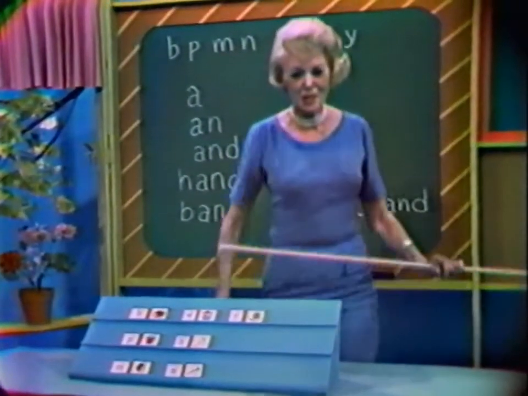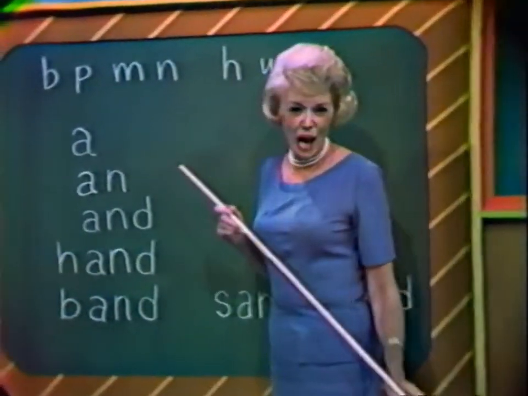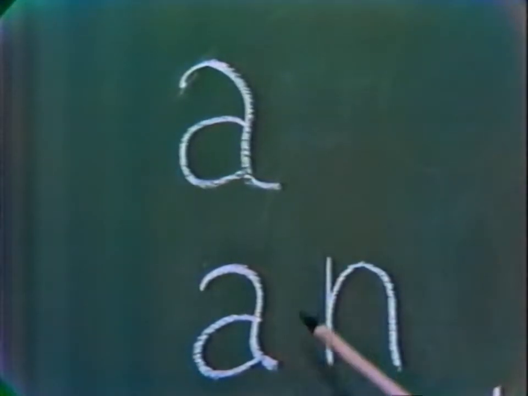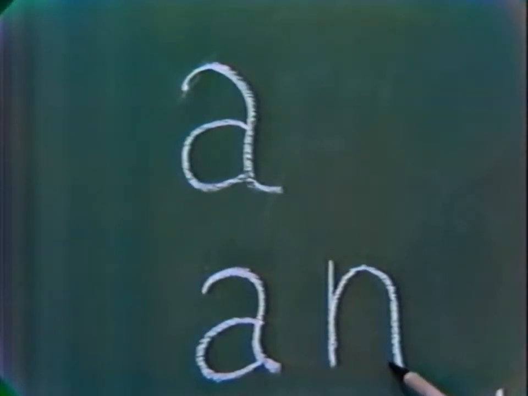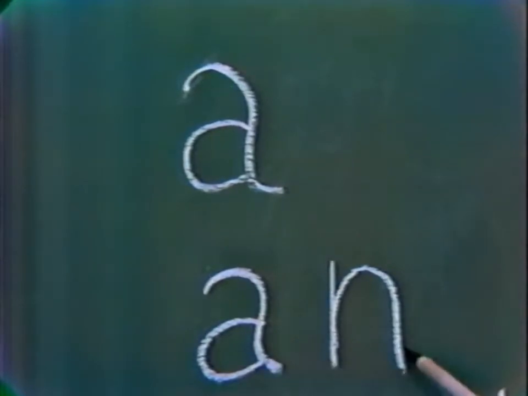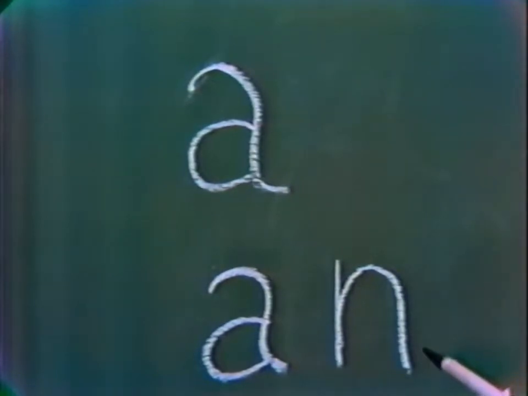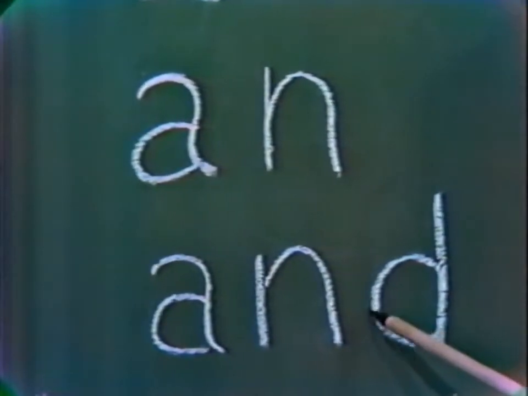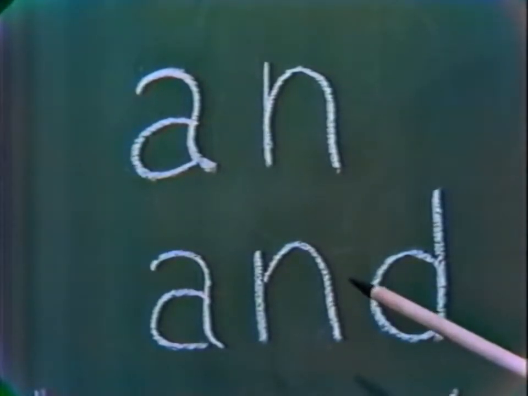So let's go over here to the blackboard. It's really green, but we still call it a blackboard. And let's see how we build words. We'll start with an A, and add N. Sound of N is N, and together they say an. I would like an apple, wouldn't you? Now let's add a D on the end. The word now says and. I would like an apple and an orange.